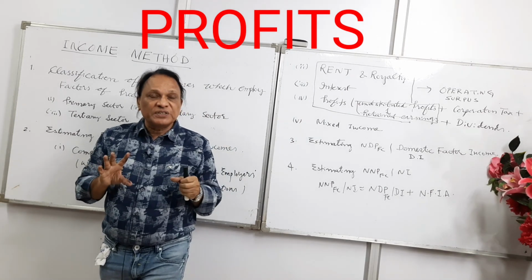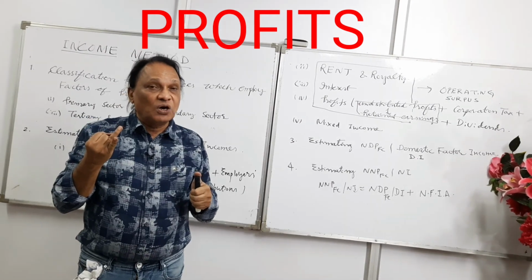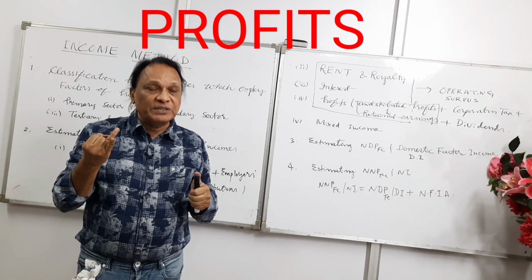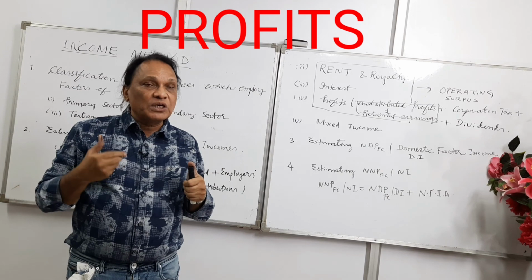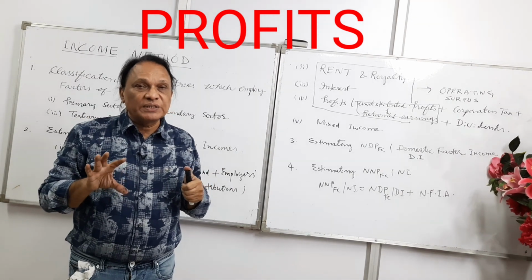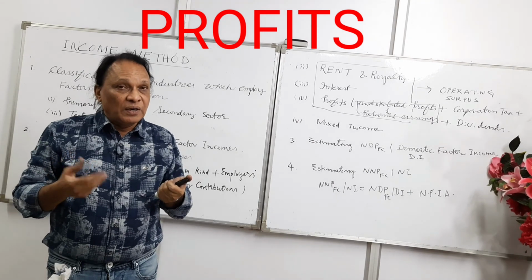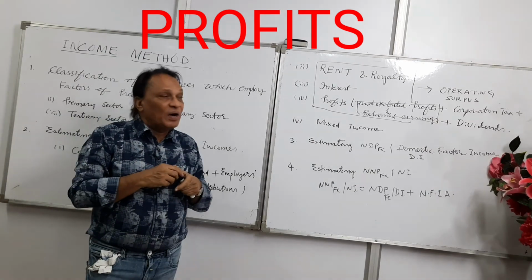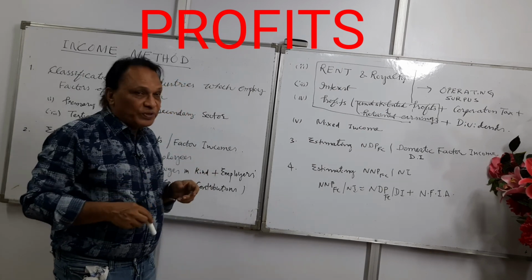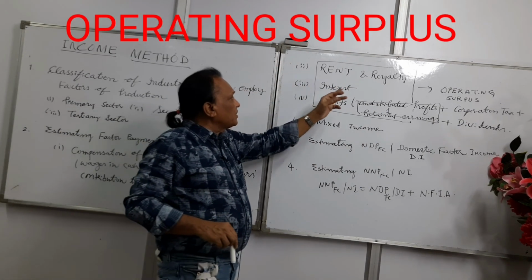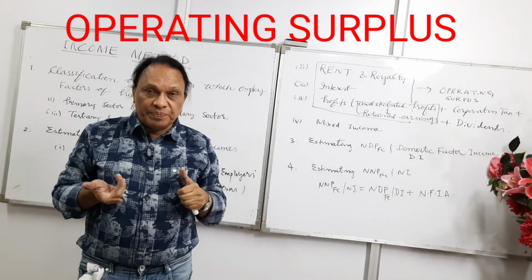So I repeat, profit has 3 components: corporation tax plus undistributed profits, or savings of private enterprises, or retained earnings, and the last, whatever is left out, the company distributes among the shareholders as dividends. If they give any profits, you add up all the things, you get profits. So in economics, rent plus royalty plus interest plus profit, we call it operating surplus.